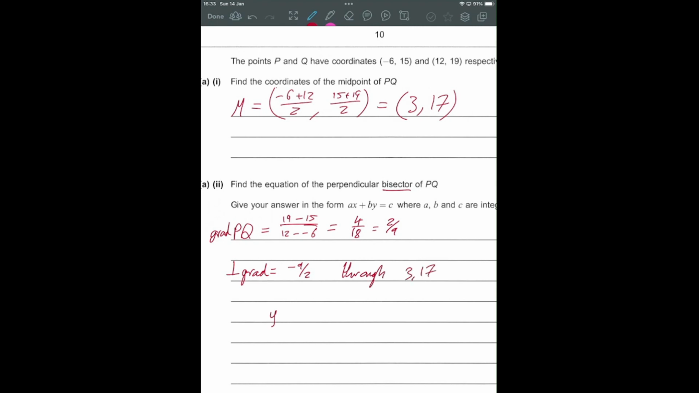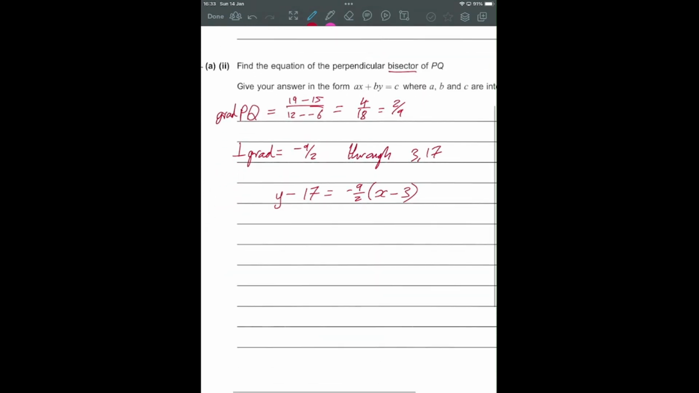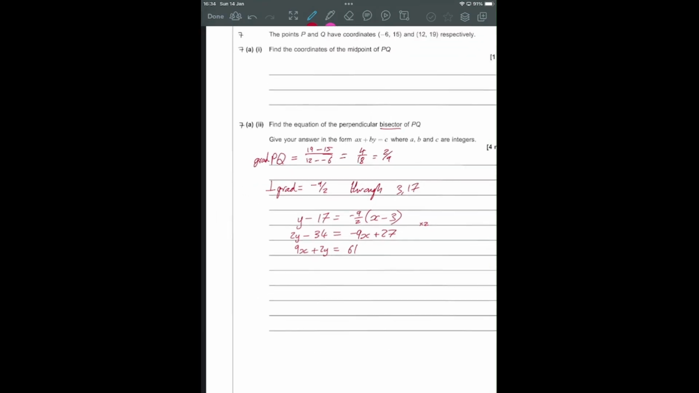3, 17. So our favourite formula, y minus y1 equals m(x minus x1). My habit on all of these is to multiply up the denominator. I know I'm aiming for a form where they're all integers anyway, so instead of expanding the bracket out with a fraction, I'm going to cheat and multiply up straight away. So that's 2y minus 34 equals negative 9x plus 27. Be careful with your signs there. We wanted x and y on the same side, so add on the 9x, add on the 34, is that 61? It's quite a big number.